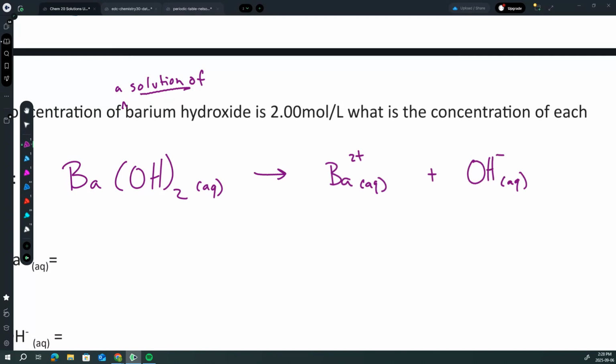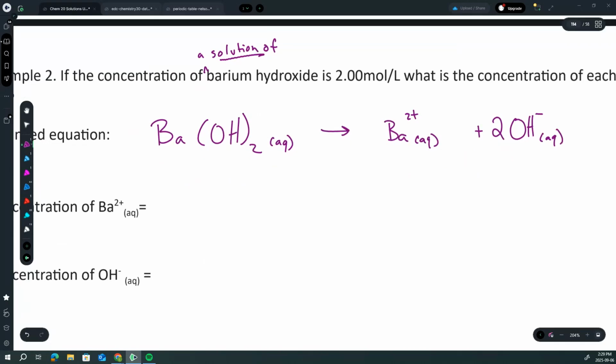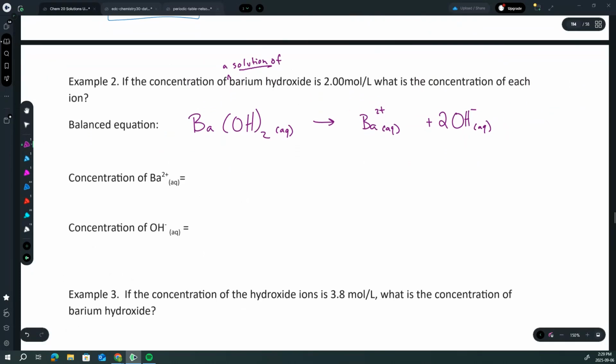And then we need to make sure that this is balanced. So I have 1 barium going in, 1 coming out, 2 hydroxides going in, and now I have 2 coming out. All right, so that's balanced. We have all our states, we have all our charges, so we're good to go on that.